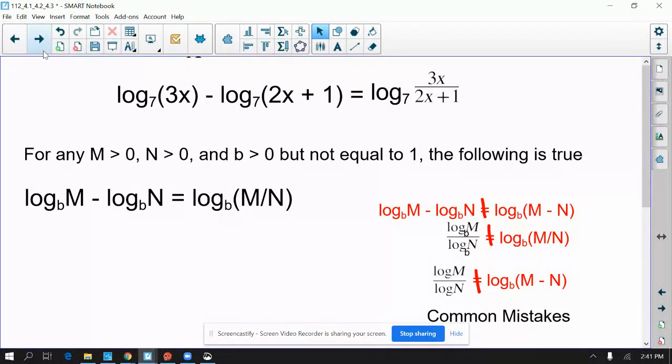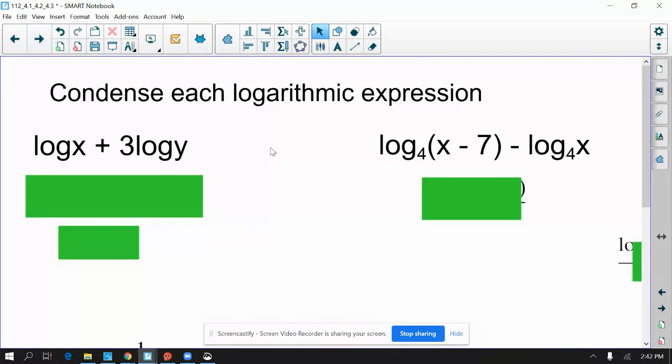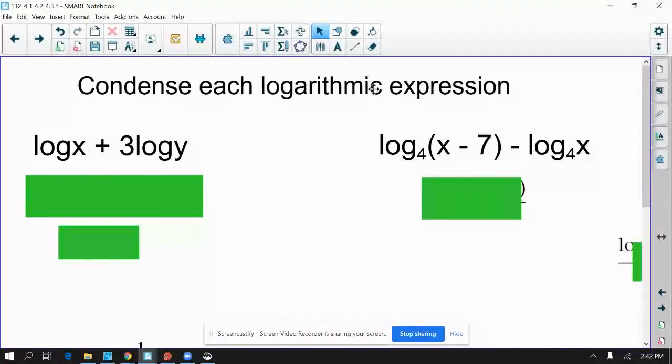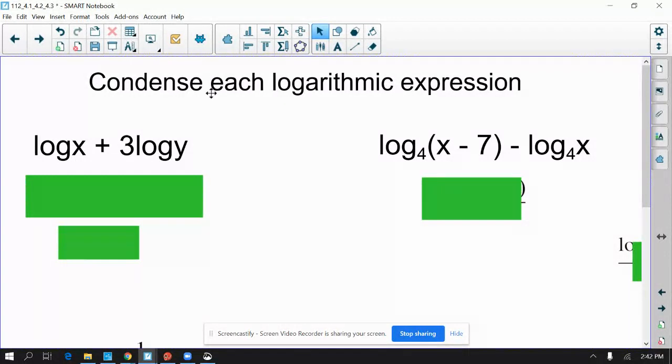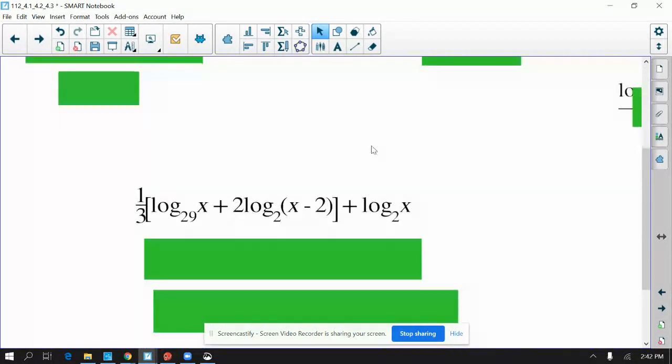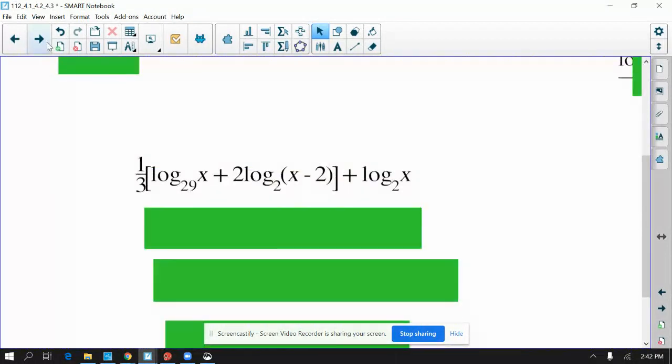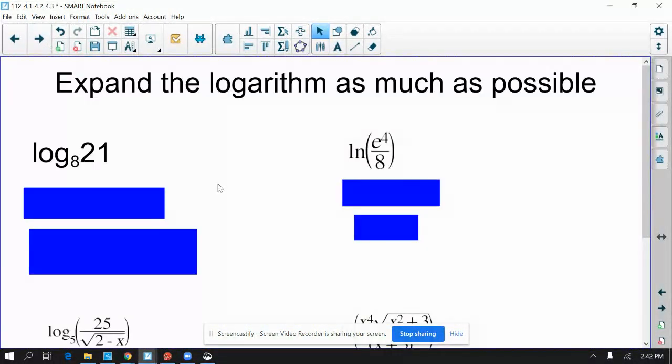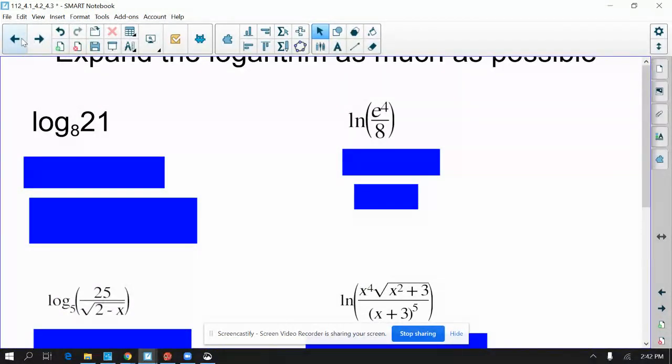Let's practice. Looking at the homework, there's really two things that are required of us. We need to condense all these logarithms. So we have a bunch of logarithms. Can we squeeze them down into just one logarithm? And then can we reverse that? Can we take one logarithm and expand it as much as possible?